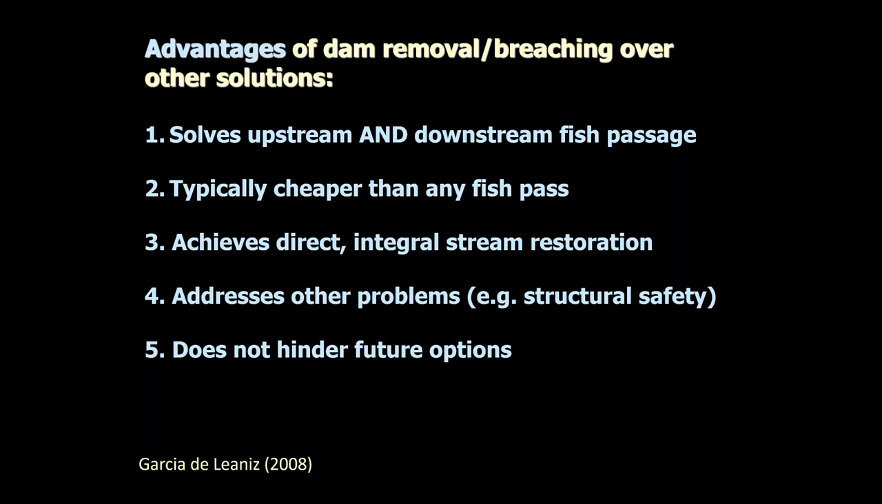So the advantages of breaching the barrier or removing it completely are several and very important. First of all, it solves both upstream and downstream passage, something that very few passage facilities are able to do. Second, typically, not always, but typically, it's a cheaper option than building a fish pass. Third, it achieves an integral restoration of the ecosystem as a whole. It's not just a patch, it basically gets rid of the problem. Fourth, it addresses other problems which are important in the case of all barriers, all dams, like for example, structural safety. And finally, and this is very important, it does not hinder future options.